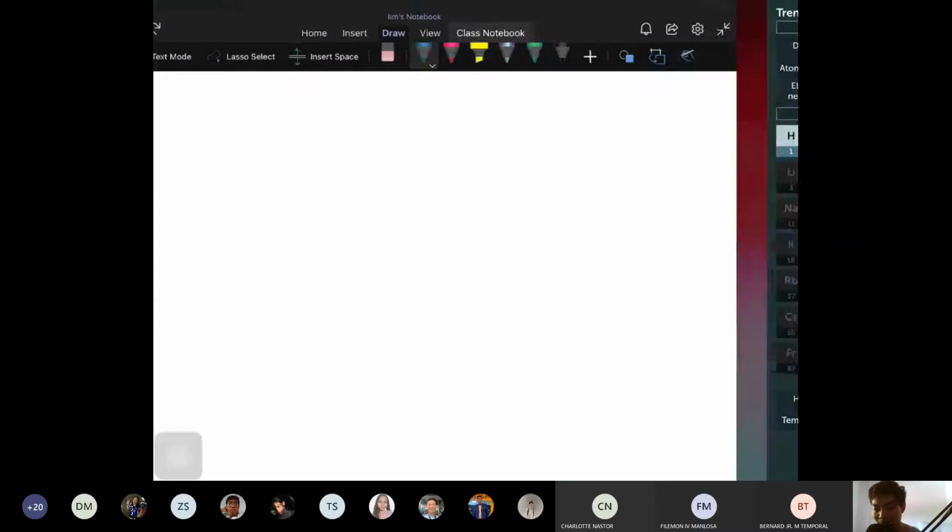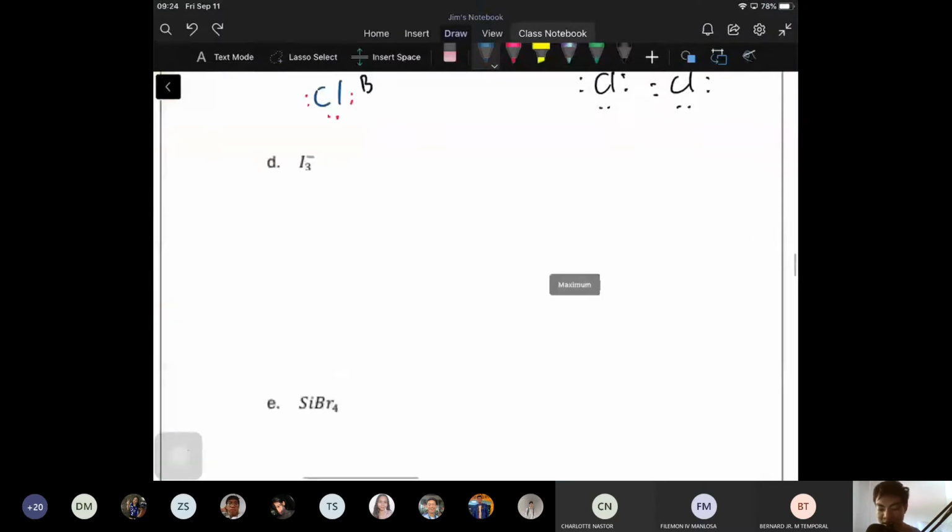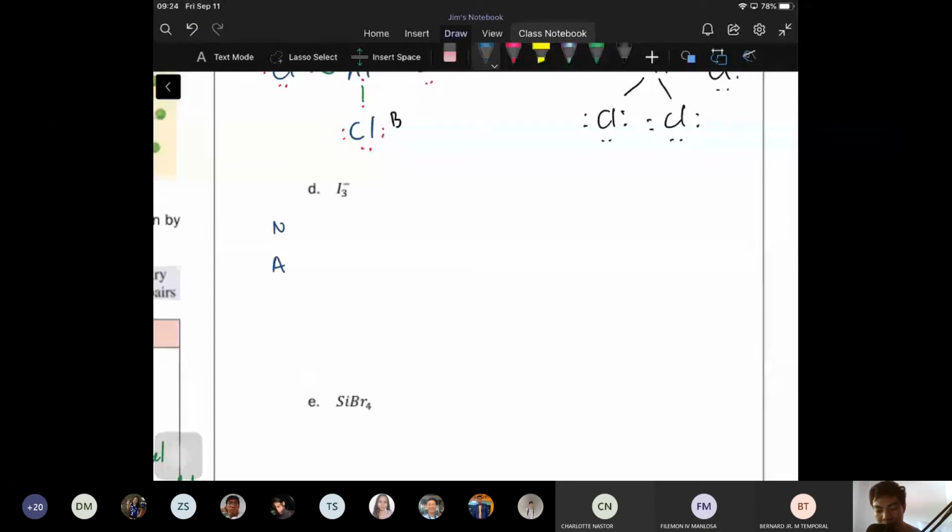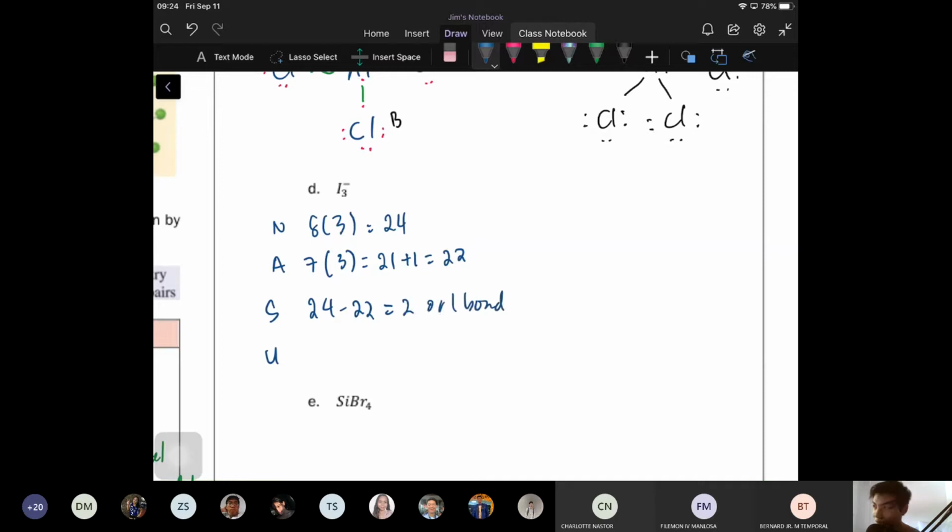Pero try ko muna yung NASO rule. NASO. Try ko lang. 8 times 3, 8, 16, 24. Available, 7 yan. 7 times 3, 21. Pero may charge kang negative 1 doon. So, meaning nun may sobra kang electron na isa. So, I will add that electron, 22. 24 minus 22, 2 or 1 bond. Huminto ka na dyan. Isang bond lang daw. Ito lang yung atoms mo. So, hindi pwede yung NASO rule.